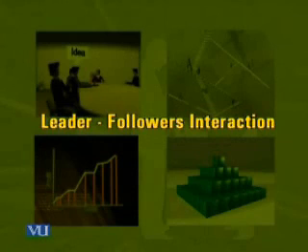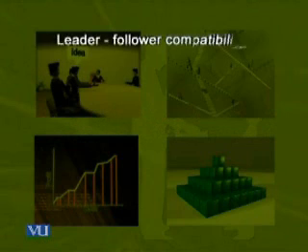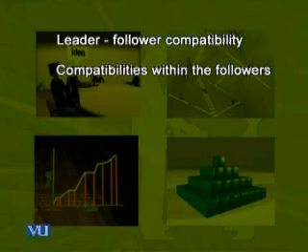So climate, culture, environment, that can be micro or macro environment, they're all affecting the leadership process because they are affecting the situation. Similarly, the type of leader-follower interaction, what kind of interaction they have, can also affect the leadership process. The leader-follower compatibilities, the trust, can have a positive or negative effect on the leadership process. The compatibilities within the followers are also going to have an impact on the leadership process.